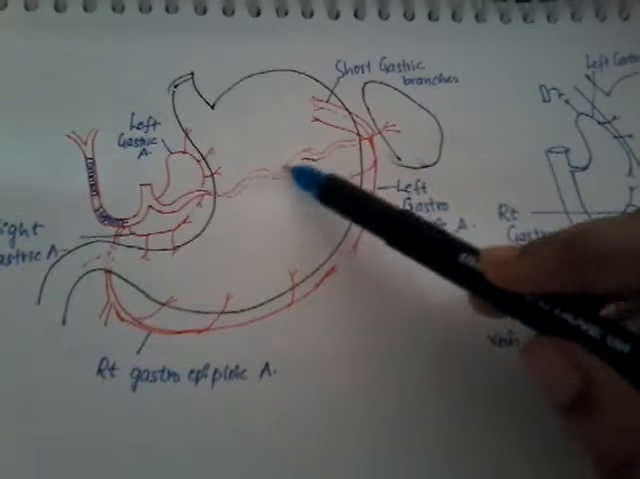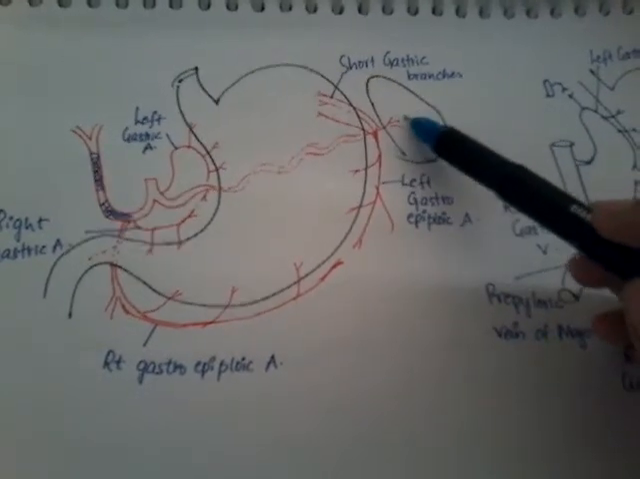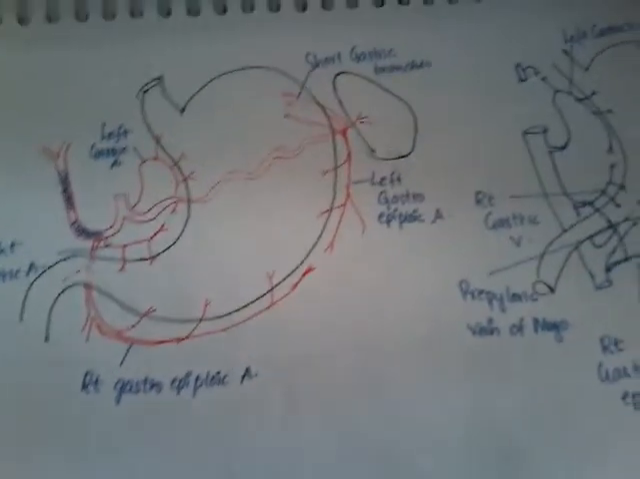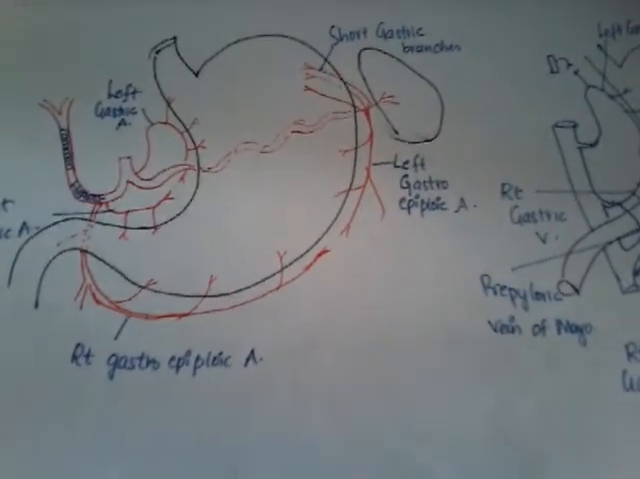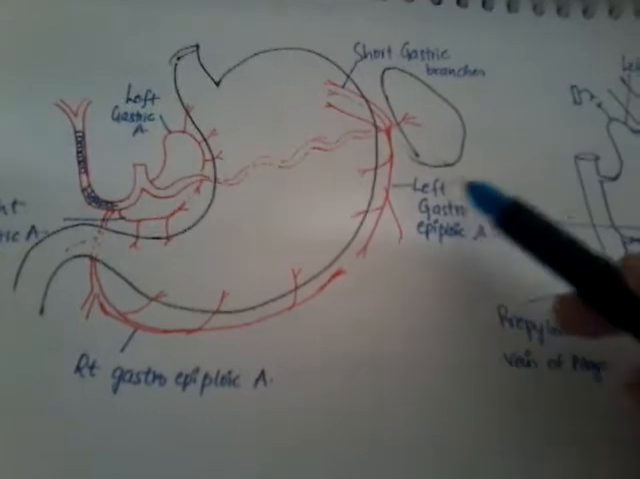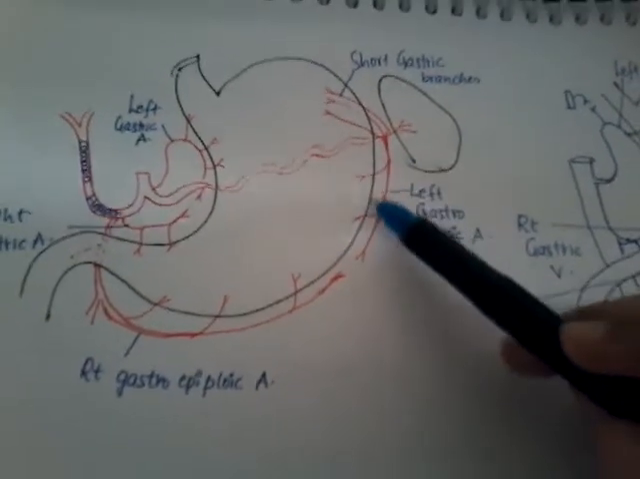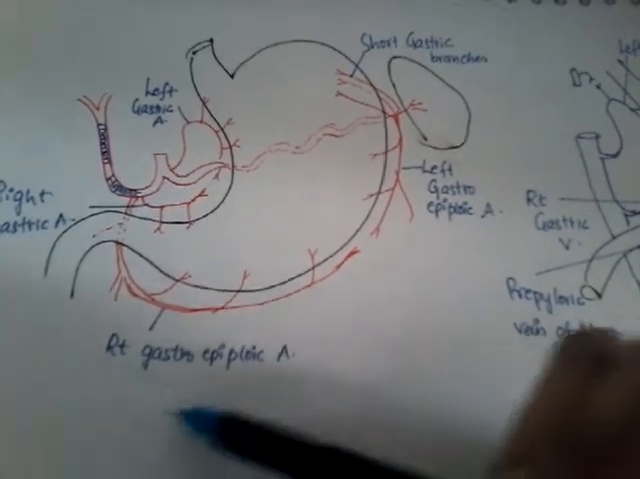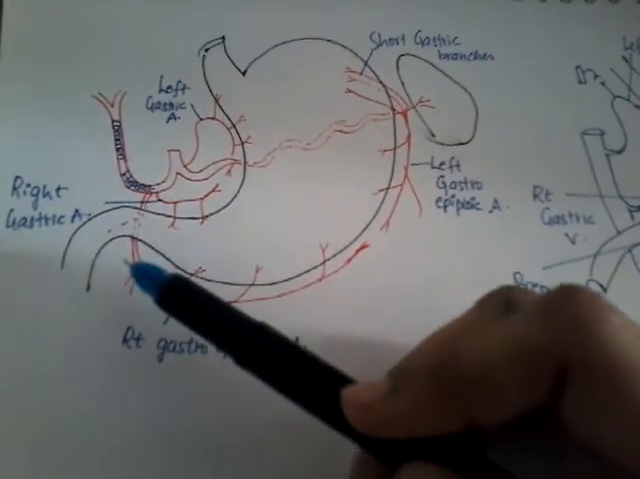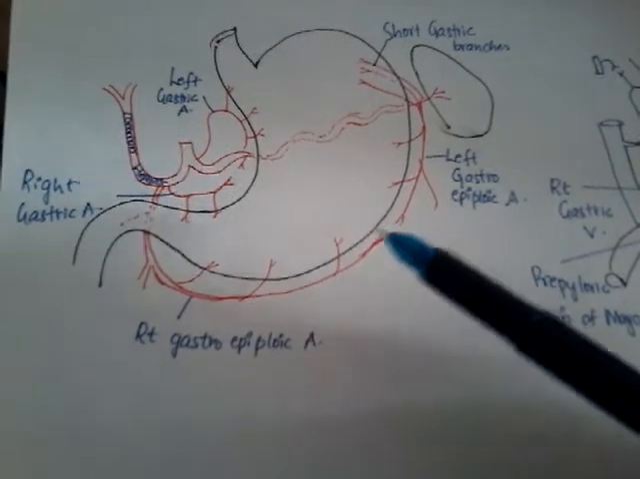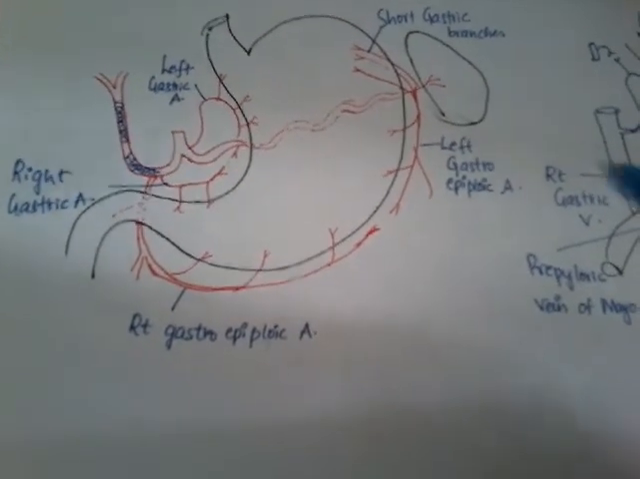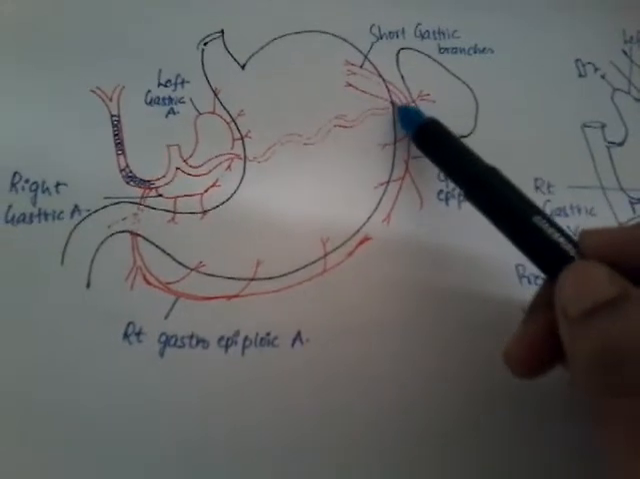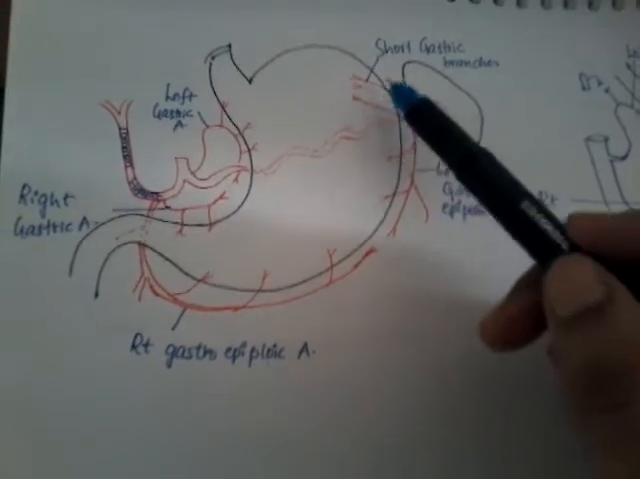Now, the splenic artery will supply the spleen, and it also gives one more artery, which is the left gastroepiploic artery, which will supply the greater curvature. Whereas the right gastroepiploic artery originates from the common hepatic artery, and this will also supply the greater curvature. There are also some short gastric arteries from the splenic artery. These also supply the stomach.